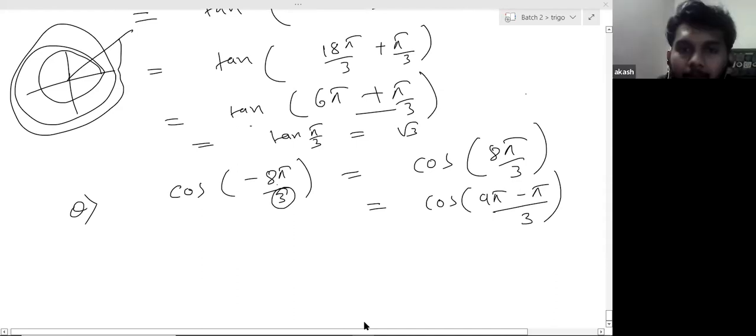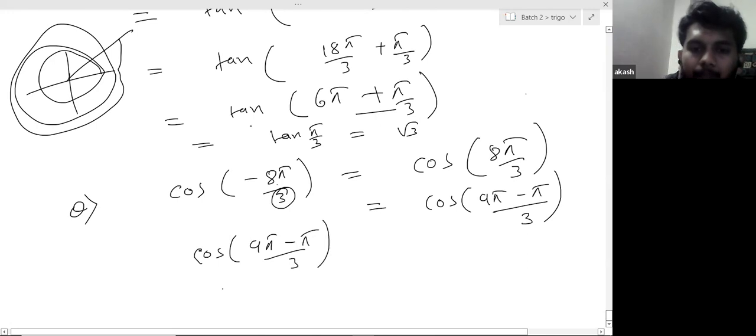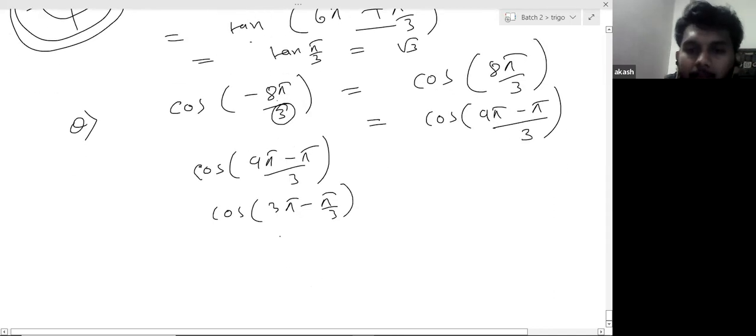All right, let's see. So we have cos of 9 pi minus pi by 3. So this is cos of 3 pi minus pi by 3. All right, again, there is no pi by 2 or something. So cos will remain cos pi by 3.